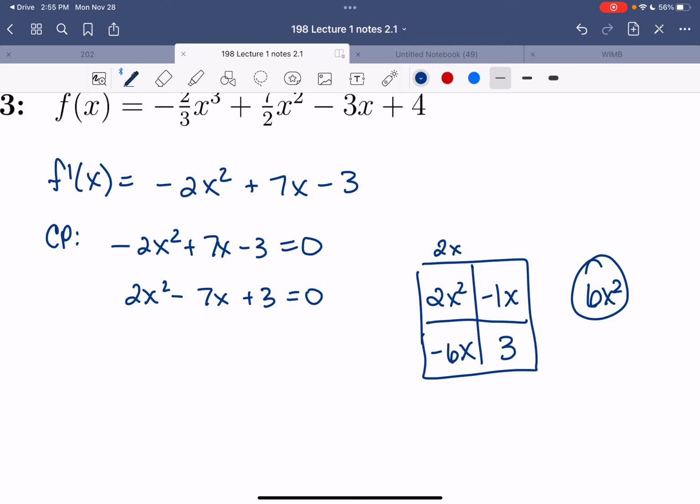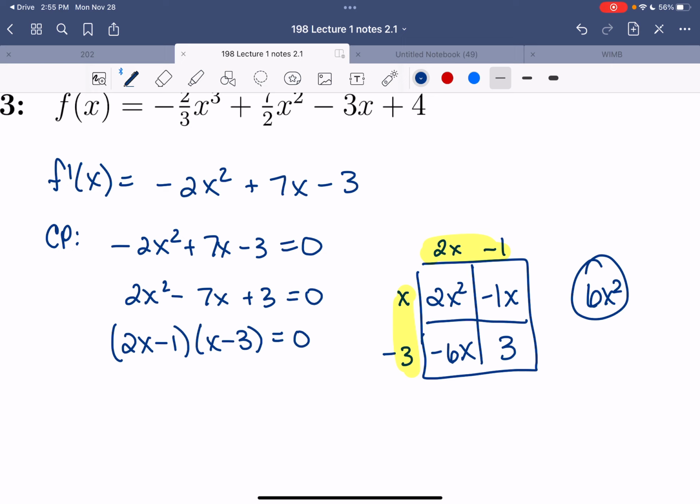When I do that, if I take 2x out of 2x squared, I have an x left over. If I take the 2x out of negative 6x, I have a negative 3 left over. And if we do it the other direction, if you take an x out of the negative 1x, you should have a negative 1 left over. And then you can check that negative 1 times negative 3 is the positive 3 that's in that box. When you do that, then this and this become your two factors. So that means that I can factor this as 2x minus 1 and x minus 3.